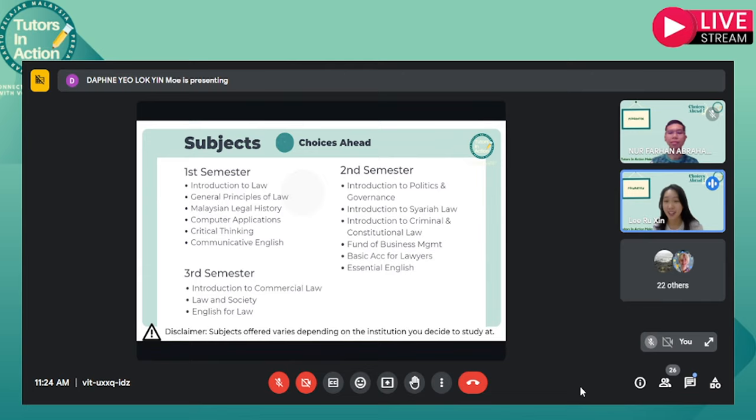For the fourth one, computer applications, you learn Microsoft Word, Microsoft PowerPoint, Excel, stuff like that. You'll have to do a practical test for all of the software you learned, and you have projects, presentations, and a final exam for computer applications. It's actually very useful if you pay attention in class, because you do need to use Microsoft Word for your law subjects, projects, and stuff like that.